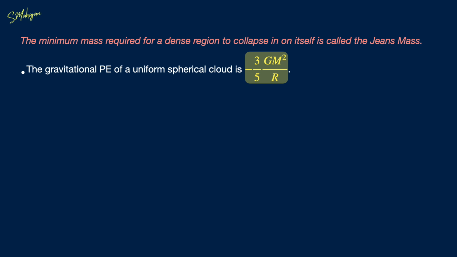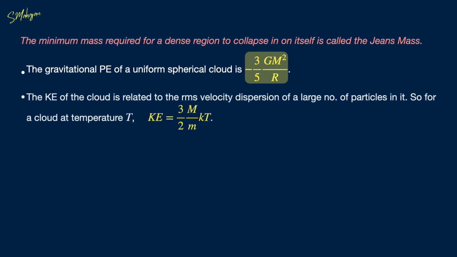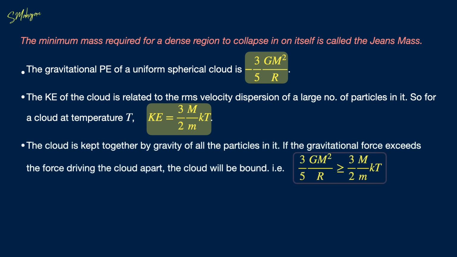Recall that the gravitational potential energy of a uniform spherical cloud is minus 3/5 GM²/R, while its internal kinetic energy can be given as 3/2 NkT, where the total number of particles N can be obtained by dividing the total mass of the cloud by the average mass of its constituent particles. Then, in accordance with the virial theorem, the cloud remains bound only if its gravitational potential energy exceeds its kinetic energy, which is synonymous to the forces trying to rip the cloud apart.